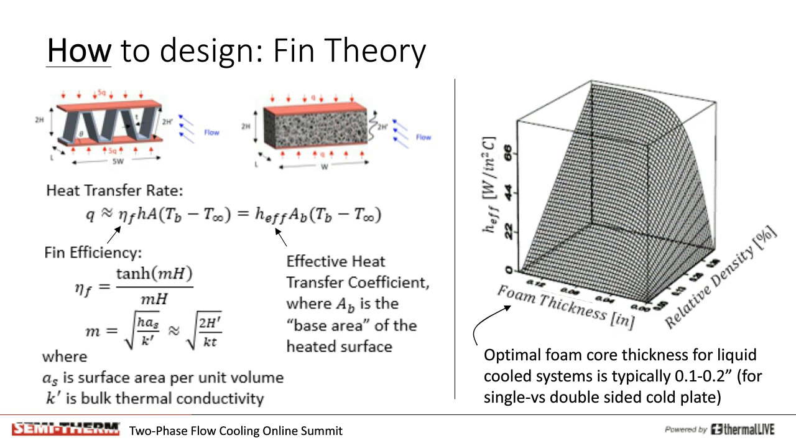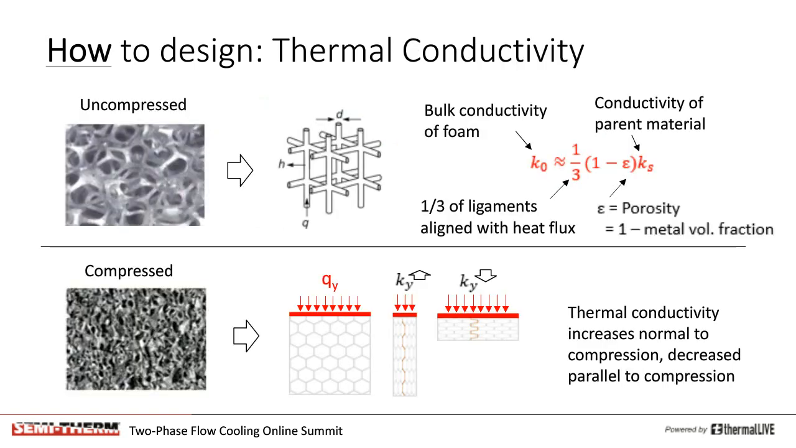Another critical aspect of foam core sizing is related to thermal conductivity, and there are often misconceptions about the effect of compression in particular. For uncompressed foam, bulk thermal conductivity has been studied extensively, and the experimental results actually line up with a very simple theory, namely that 1/3 of the ligaments are aligned with the heat flux direction, hence the factor of 1/3 in the equation on the right. The other terms are metal volume fraction and parent material thermal conductivity.